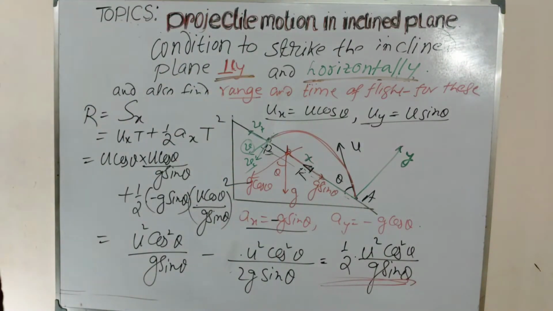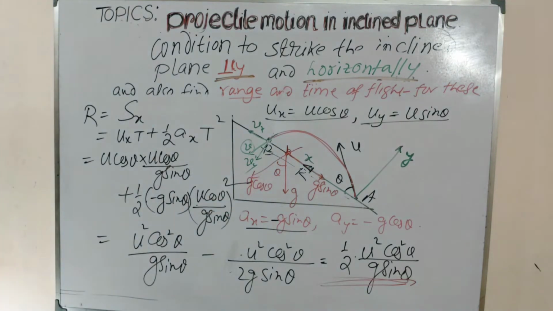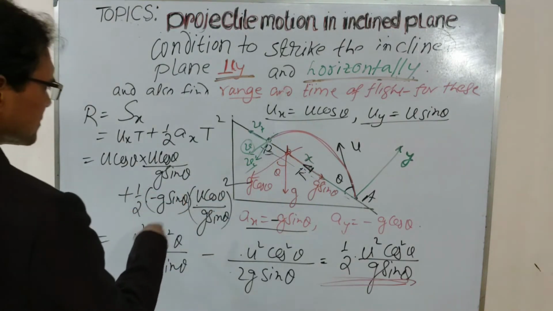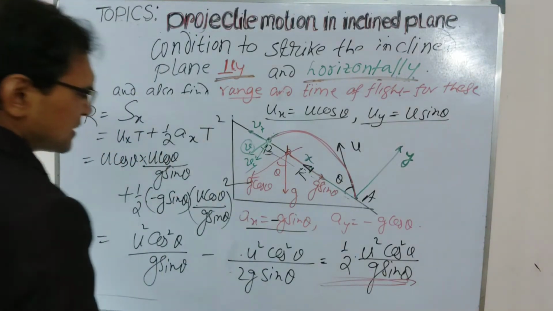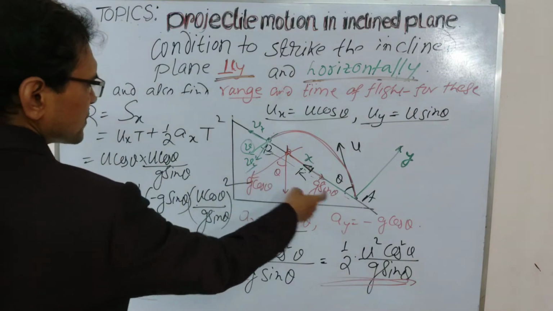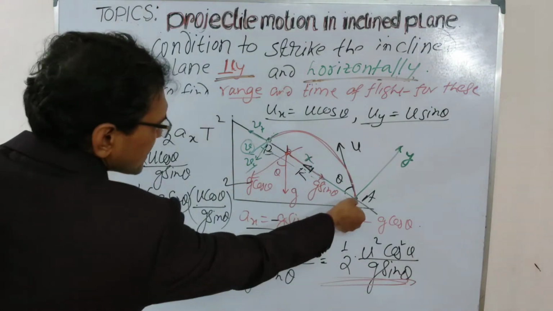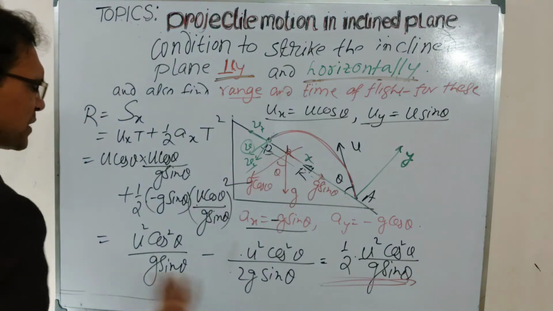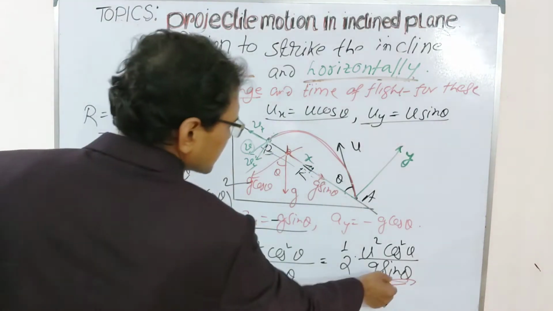So first we find the condition of perpendicularity, that vx here is 0. After time t, the time of flight, the body strikes perpendicularly. And to find the range, we have to calculate the displacement along the x direction in time t. So we use the equation here, and this is the result. Okay.